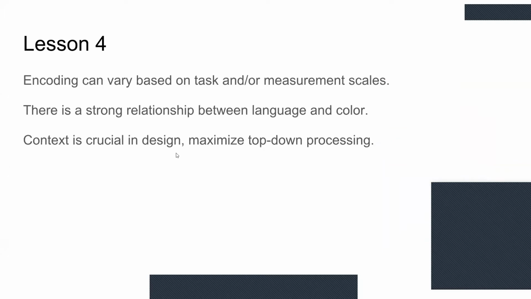So for this, lesson 4 goes into how encoding can vary based on the task and the measurement scales that we saw before. There is a very strong relationship between language, understanding, and color. So make sure you maximize things like top-down processing. Understanding context is very crucial in terms of design. Understand the audience and play to that specific audience as well.